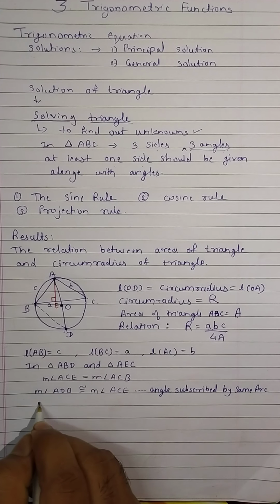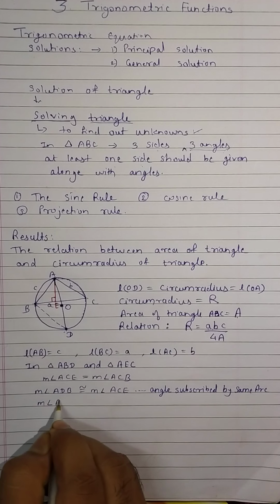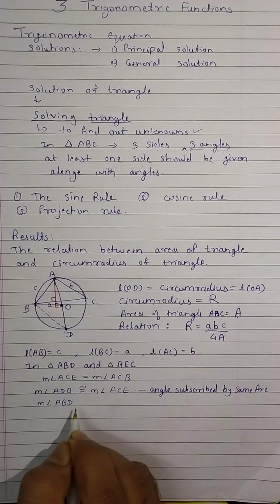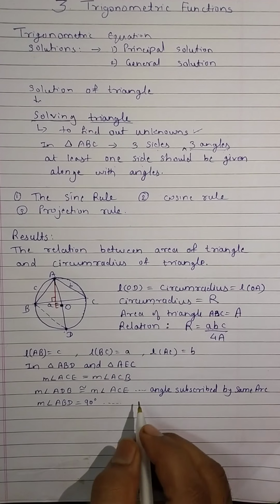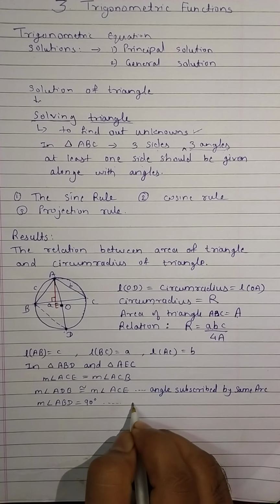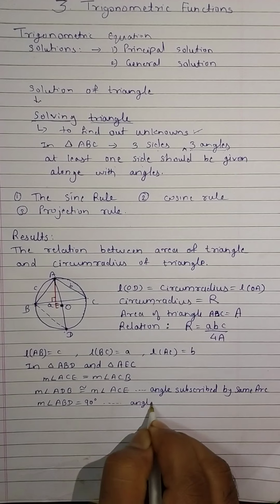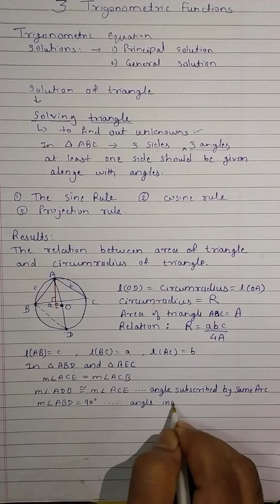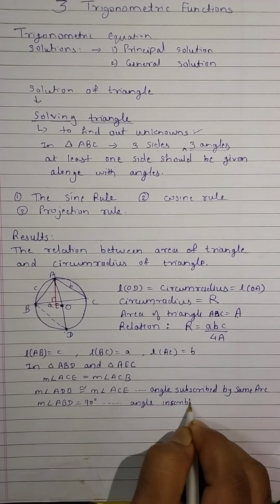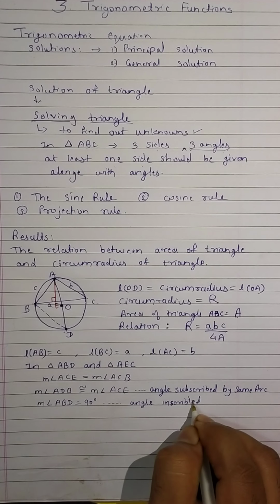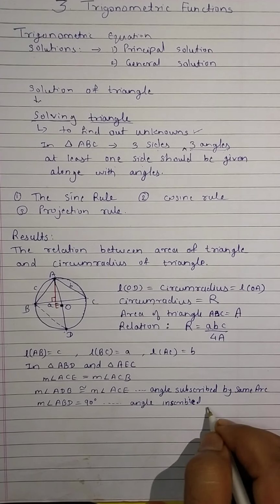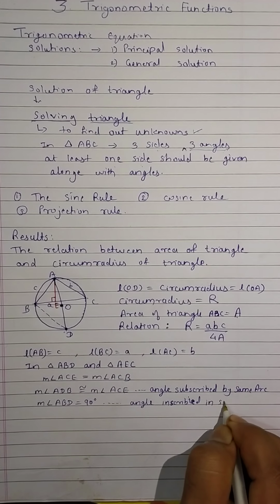So first we write measure of angle ABD is equal to 90 degrees. The reason is angle inscribed in semicircle.